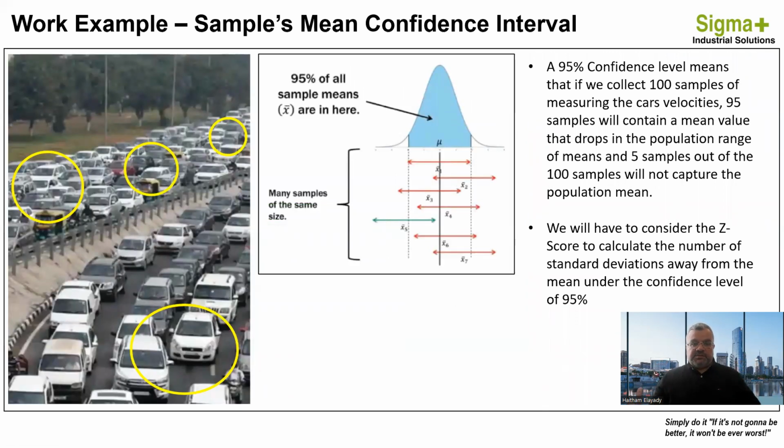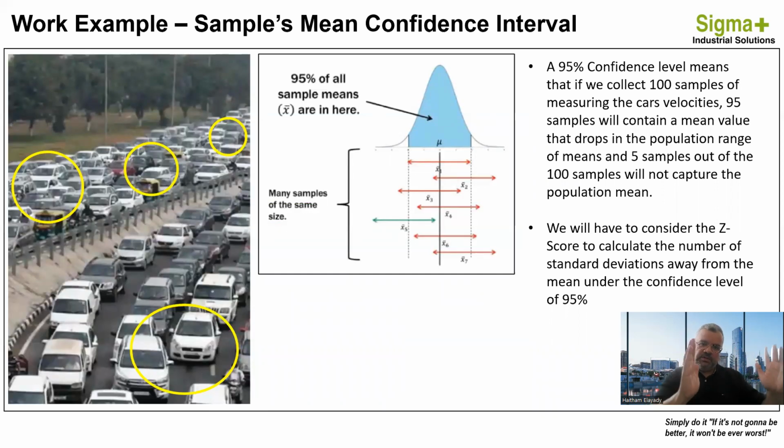95% confidence level. What do I mean by that? As simple as it is: imagine I ask you to collect 100 samples instead of the 4 samples, and you work out the average velocity for each sample. A 95% confidence level means that for 95 of the samples, their average will drop in the range of the population mean.